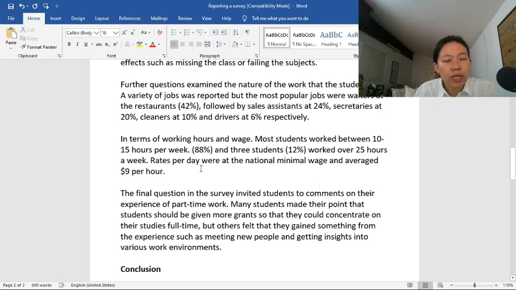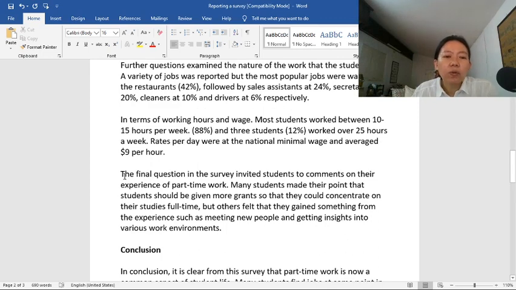Next, the fifth question. Students were asked about the number of hours and wages. Most students say that they work between 10 to 15 hours per week. This is quite a lot, the majority, 88%. And only 3 students, or 12%, say that they work more than 25 hours a week. And their rate was at the national minimum wage of around $9 per hour.